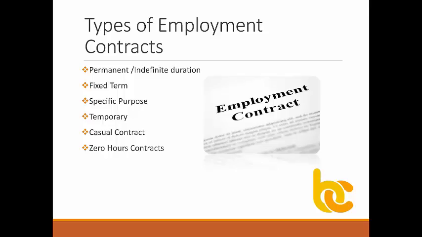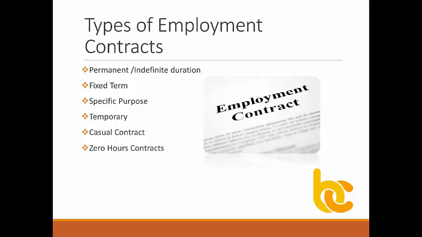You also have fixed-term contracts. This is if a person is being employed for a limited but defined period. You might be taking somebody on for a 6-month contract, so there's an end date in mind. You have specific purpose contracts, similar to your fixed-term contract, but your person's being employed for a purpose, so there's really no end date set at the time of hiring them.